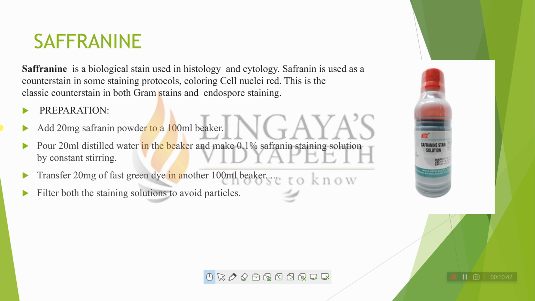How you have to prepare the safranin? You have to add 20 mg of safranin powder to a 100 ml beaker. After adding, you have to pour 20 ml distilled water in the beaker and make 0.1% safranin staining solution by continuously stirring the mixture. Now you have to transfer 20 mg of fast green dye in another 100 ml beaker.